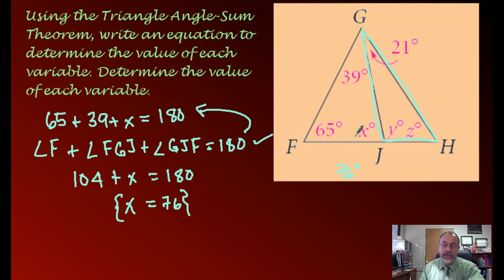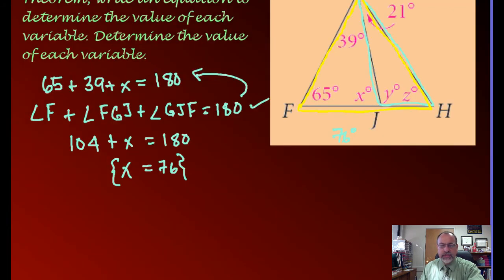Now there's two ways I could do this. If I recognize here that x and y together make a straight line, which is going to become very useful, so we could take the x value that we now know, add it to this y, and get 180. But seeing how this lesson is on the triangle angle sum theorem, I want to try to use that to solve this. So I'm going to look at this bigger triangle and solve for z doing that way.